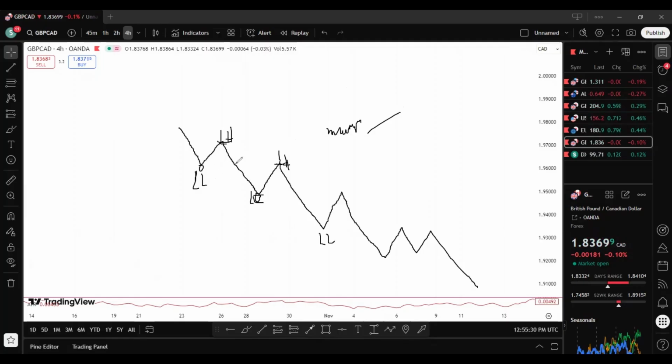The price comes back, and when it is coming, it breaks this particular low here and forms a new low here. Then the price forms a new lower high at this point, comes back again, breaks this lower low and forms a new lower low here.